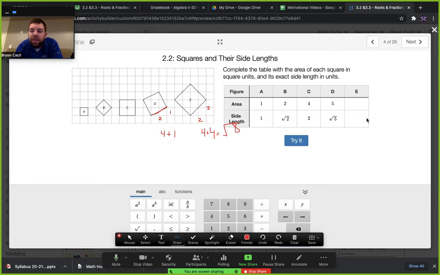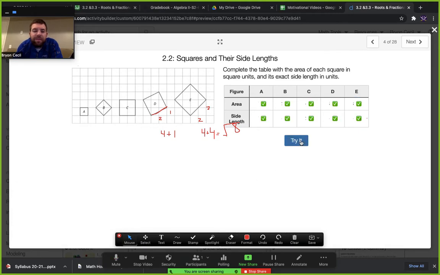And so if I know that this right here is root 8, then we know that this must be, let's see how we did. We did okay. There we go.